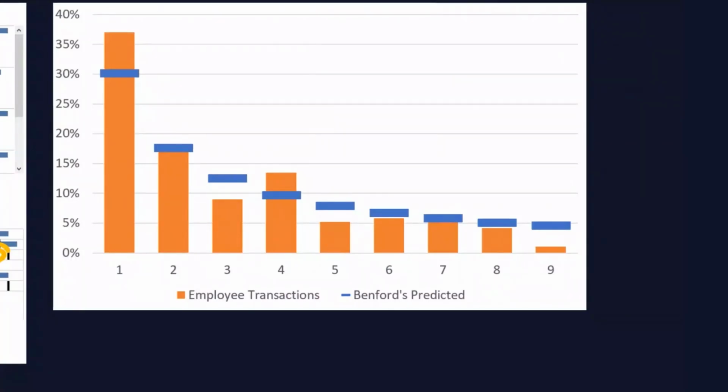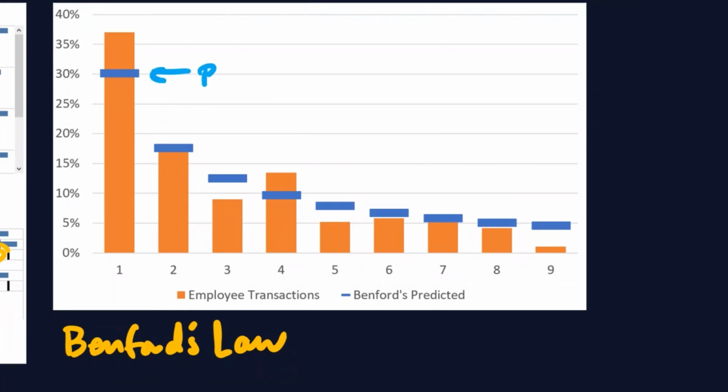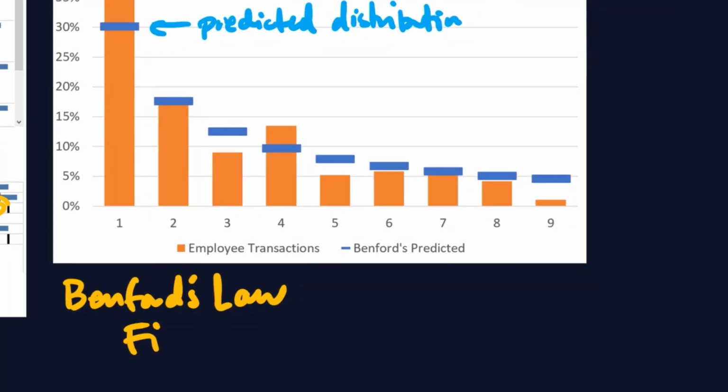Another interesting analysis here, this one's called Benford's Law. And Benford's Law basically says that if you look at a large set of transactions, a large number of numerical transactions, they are going to follow a specific pattern. This blue line is my predicted distribution of digits. And this is frequently called the law of first digits.